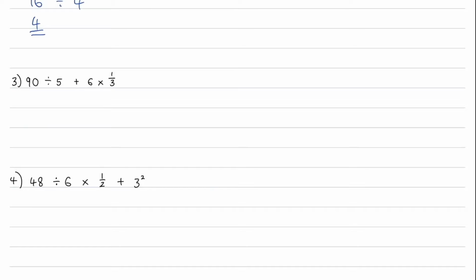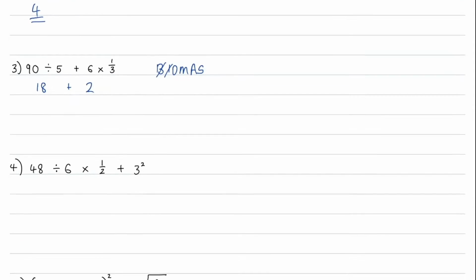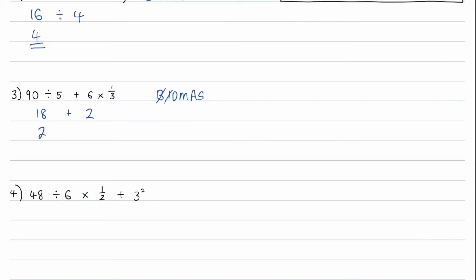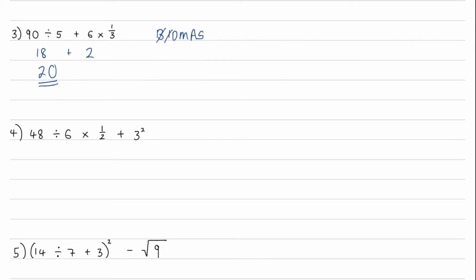Now moving on to example 3, we have 90 divided by 5 plus 6 times 1/3. So again, let's write out BIDMAS just to remind ourselves of what we need to do. We don't have any brackets, we don't have any indices. Do we have multiplication and division? Yes, we do. So we're going to do our 90 divided by 5, which will give us 18. And then we've got our 6 times 1/3, which is going to give us 2. So we have 18 plus 2, which will give us 20 as a final answer.